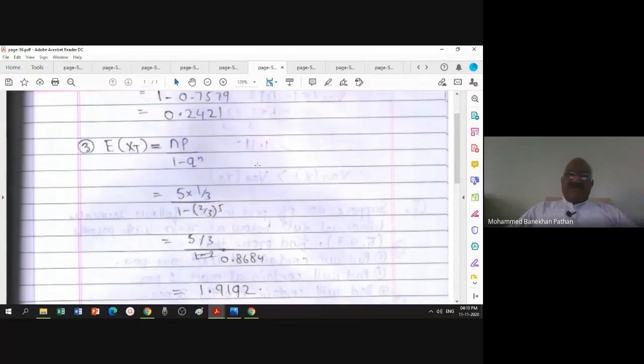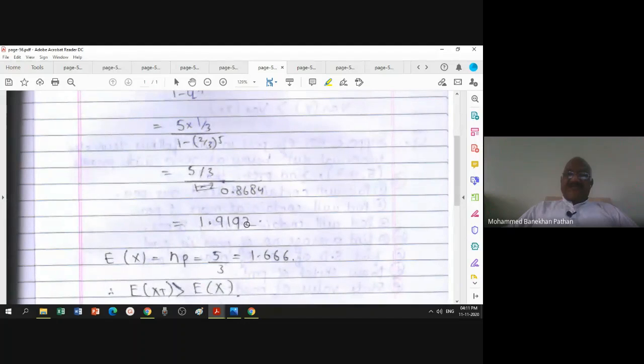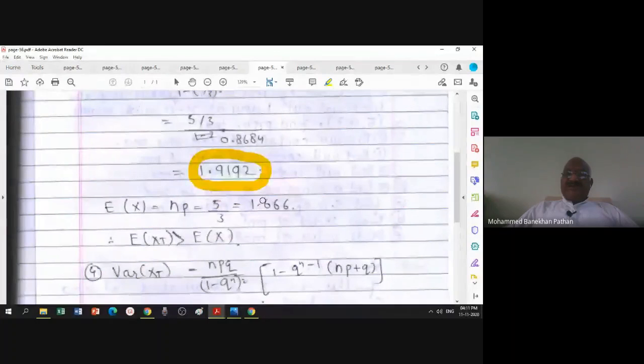Now next is the third part. You want to find the mean of the truncated random variable. This is the formula of truncated mean: np divided by 1 minus q raised to n. Replace the values and simplify. Answer is 1.9192. This is the truncated mean. Now you know from first year, mean of binomial without truncation is np. n is 5, p is 1 by 3, so 5 by 3. Simplification is 1.666. Easily you can see truncated mean is bigger than original mean. That is the verification.